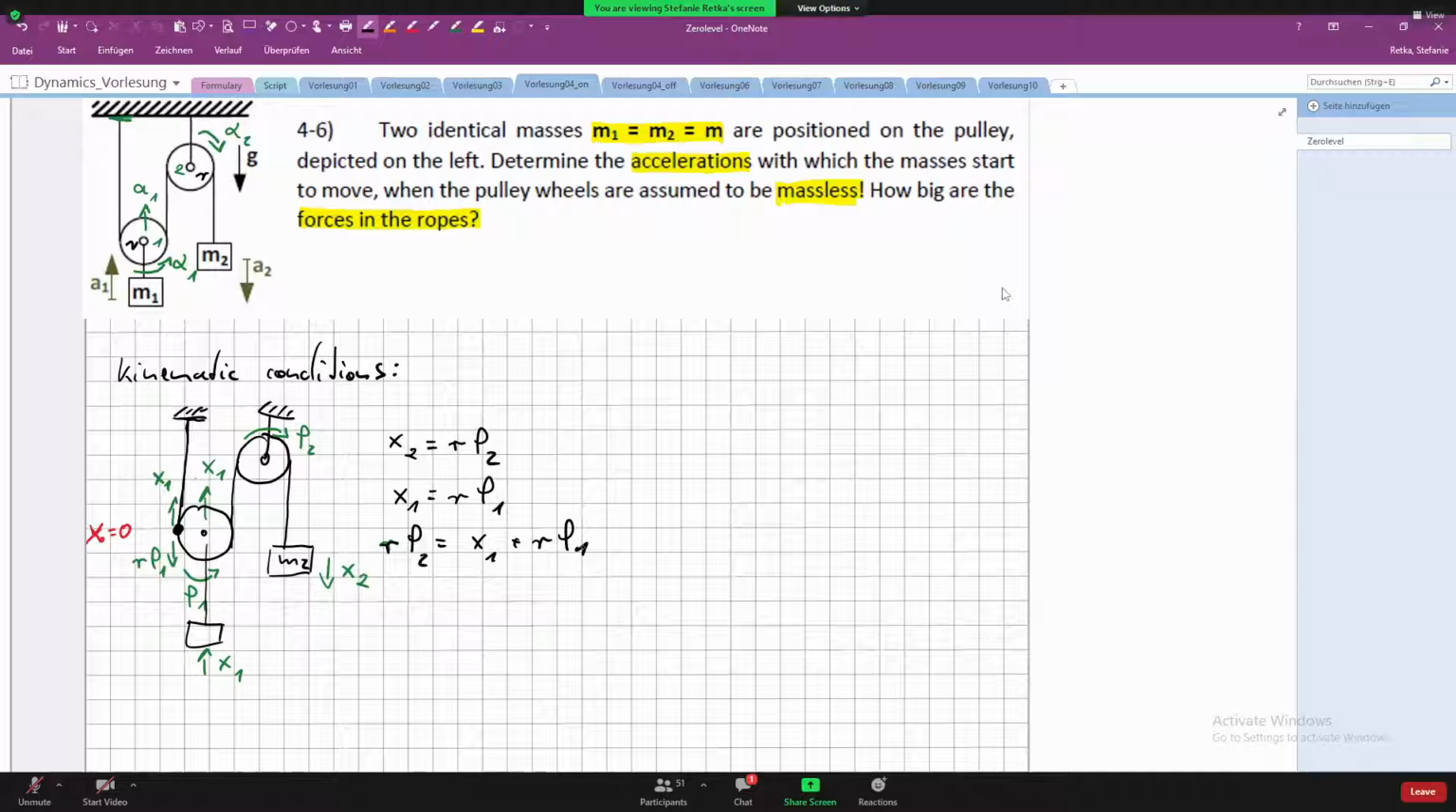Now, we know that we need 3 kinematic conditions by counting the kinematic variables. So our kinematic variables in terms of distances are x1, phi1, phi2, and x2.